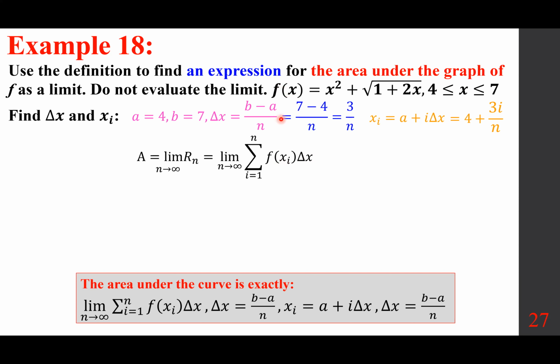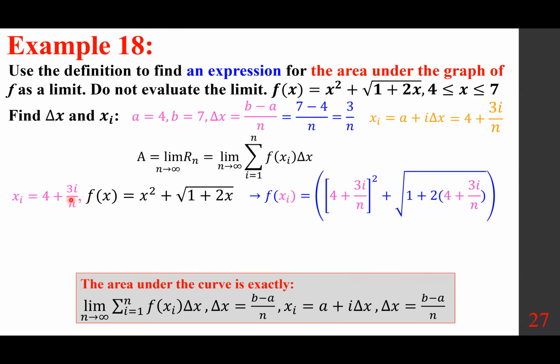So first, x sub i is this, and f of x is this. Okay, x sub i, we found it to be a plus i delta x, 4 plus 3i over n, and f of x is given, right? So if I want f of x sub i, that means I'm going to replace the x with this. You follow what I'm saying? f of x sub i. I'm going to replace this one with this. I get (4 plus 3i over n) to the power of 2 plus square root of 1 plus 2 times this. That's f of x sub i.